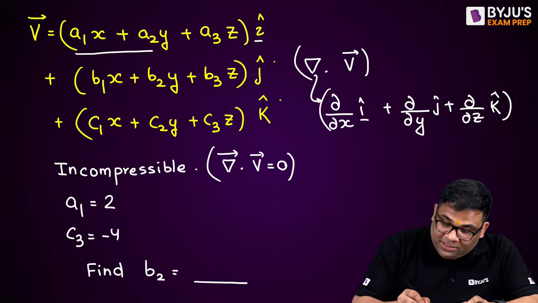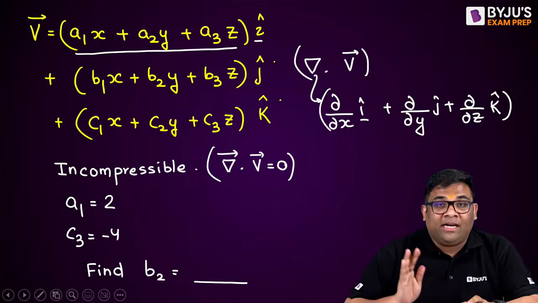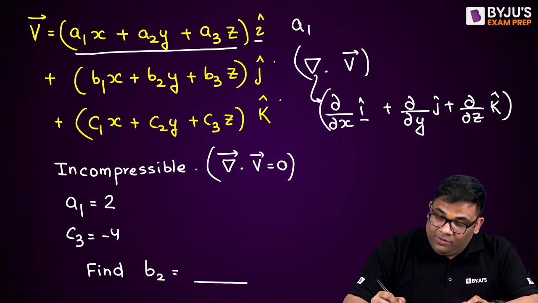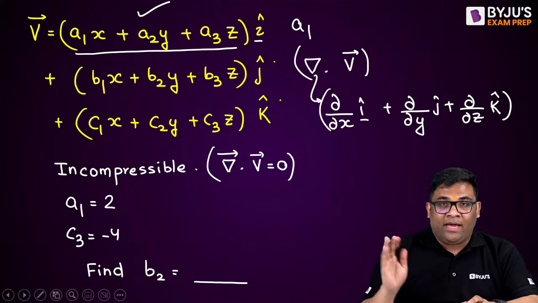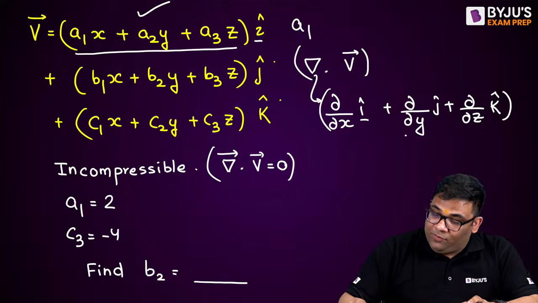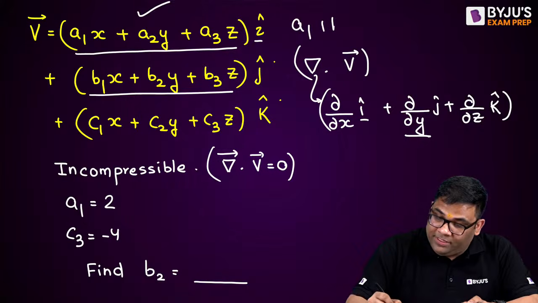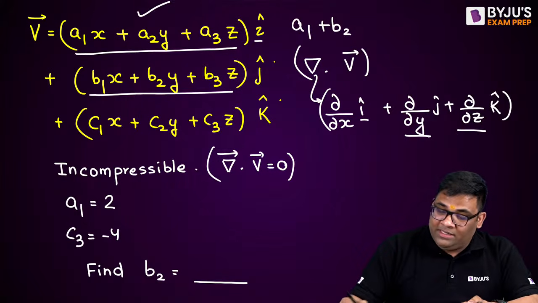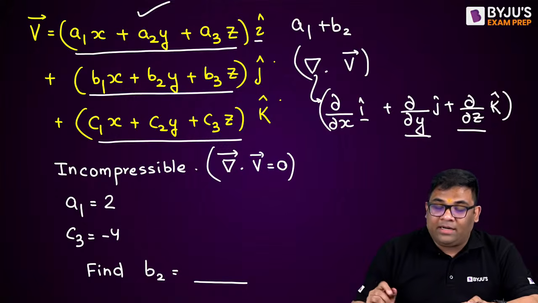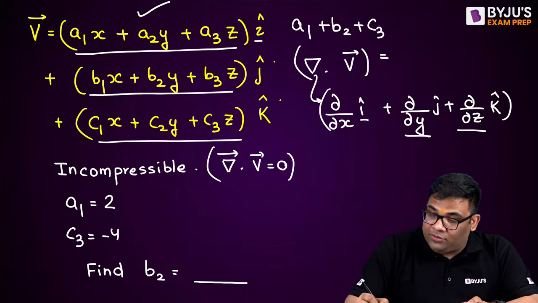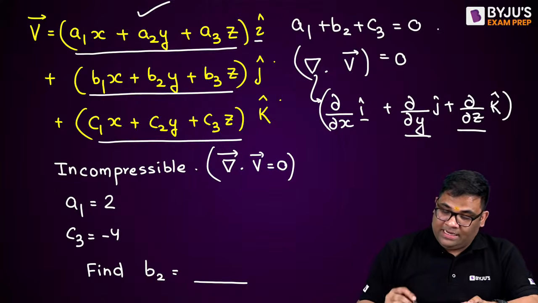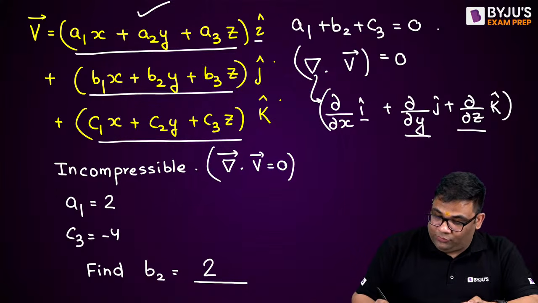When you partially differentiate with respect to x, you will get a1 only. Then when you partially differentiate the j term with respect to y, you get b2. When you partially differentiate with respect to z, you get c3. So this is equal to 0. From this I can say that b2 is plus 2.